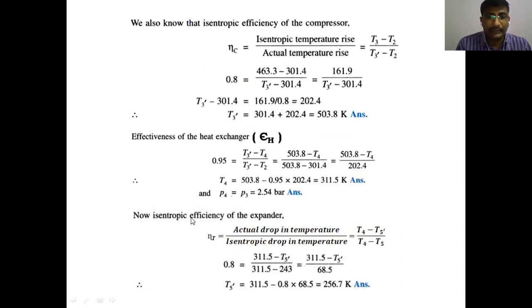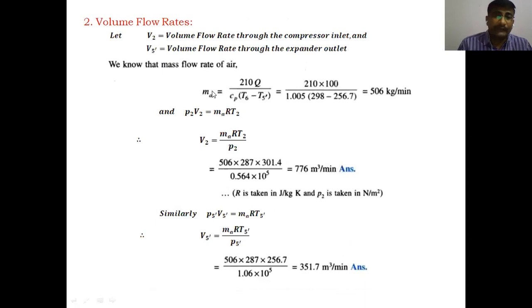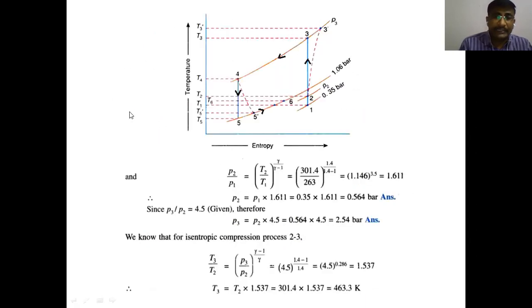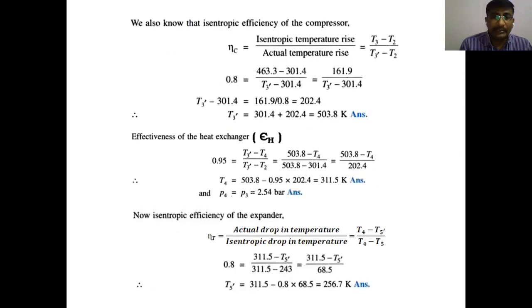And the isentropic efficiency of the expander, by using this efficiency, we can find the actual temperature drop in the turbine. T4 minus T5 dash is the actual temperature drop divided by the isentropic temperature drop, T4 minus T5. By substituting all the values in this equation, we get the temperature of air after actual expansion in the cooling turbine, T5 dash equal to 256.7 kelvins. This is the minimum temperature in the cycle, at which the air, at T5 dash, is entering into the cabin. These are the pressures and temperatures at all the points of the cycle.